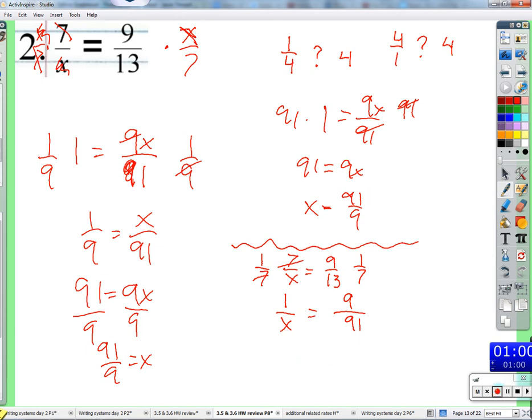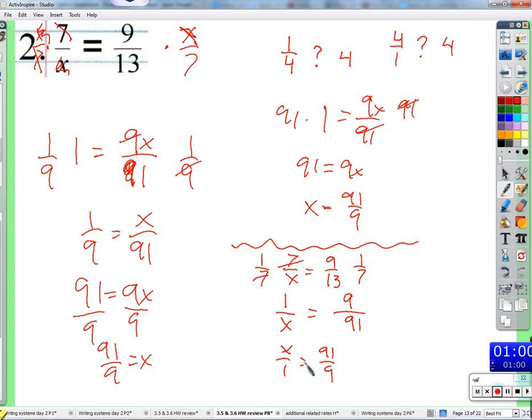So 1 over x is 9 over 91. Couldn't you do the reciprocal of both of them, so then you wouldn't need to... Okay. So we could just say, if 1 over x equals 9 over 91, then x over 1 equals 91 over 9. Right? Yeah. Okay, there we go. That was two steps.